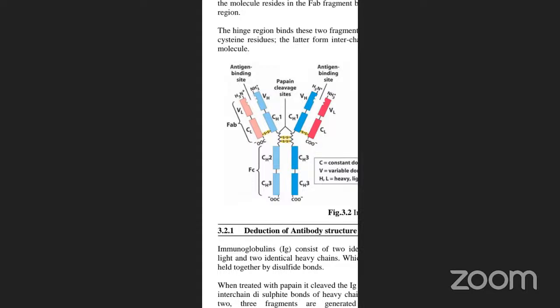Now the top region is called the FAB region. Both the light and heavy chain conjugation is nothing but the FAB, which is antigen binding; AB means antigen binding. The below portion is FC, that means constant. You have to remember that the topmost region is called the N-terminus because the amino group, NH3 plus, is present. And the end towards the bottom is COO minus, which is the C-terminus.